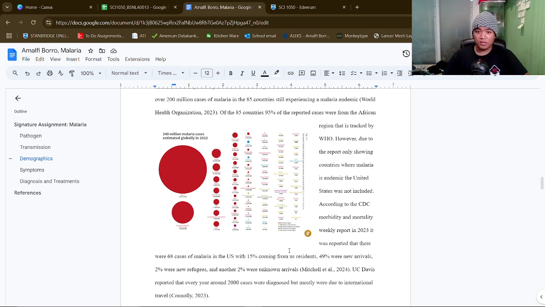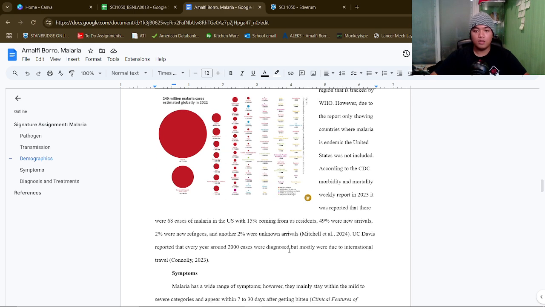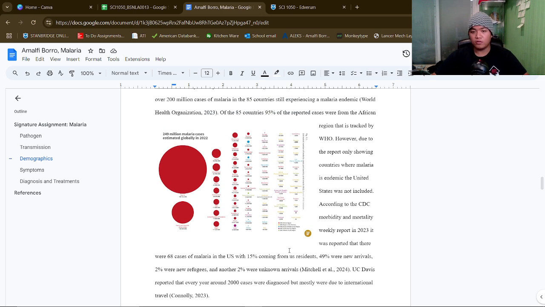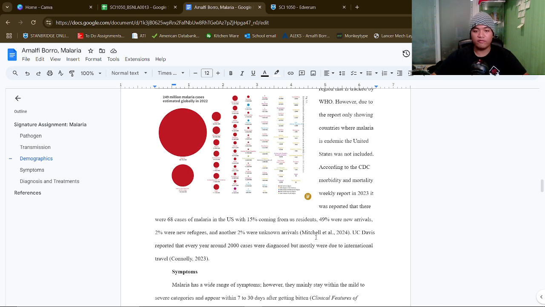In the case of the USA, only 15% of those 68 cases were from residents, whereas 49% were from new arrivals, 2% were from new refugees, and another 2% were from unknown immigration arrivals, basically. UC Davis reports that about 2,000 cases are diagnosed every year, but those are mainly from international traveling.